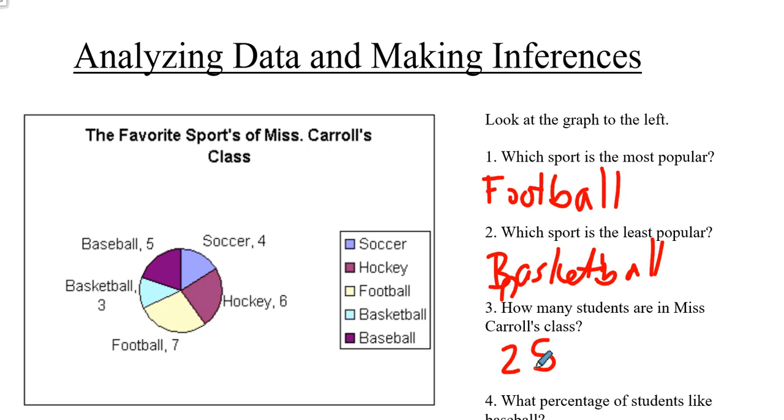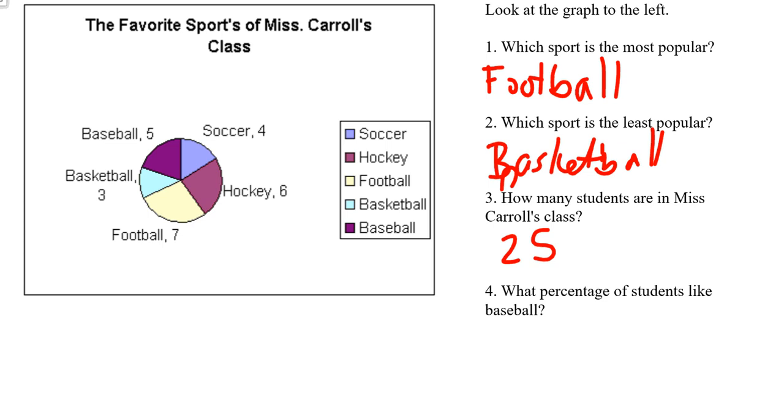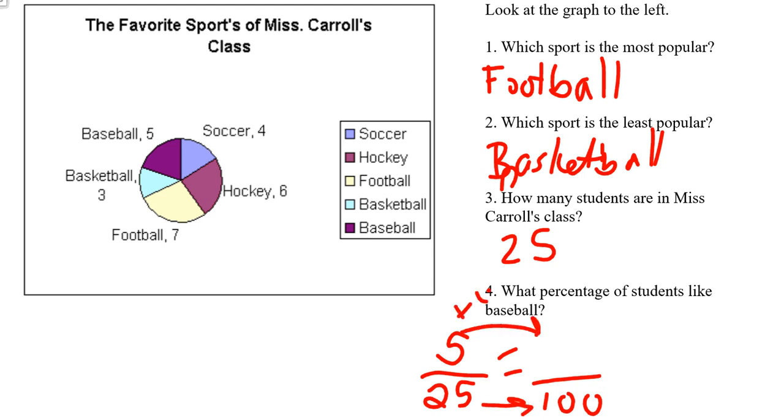And then the last one here, again, we have to do a little bit of work. It says, which percentage of students like baseball? So we know that there are 5 students that like baseball out of 25 students in the class. Remember, to turn that into a percent, we do the numerator divided by the denominator and times it by 100. Or we can just think about what that would equal out of 100 and see that to go from 25 to 100, I multiplied by 4. So I need to do the same here, and I get 20. So 20% of the students like baseball.